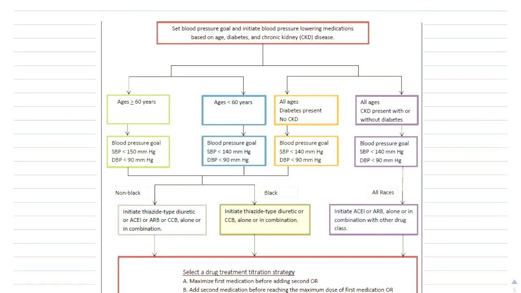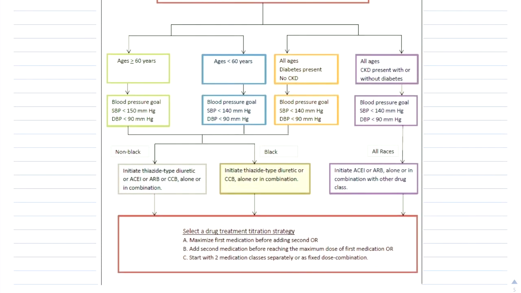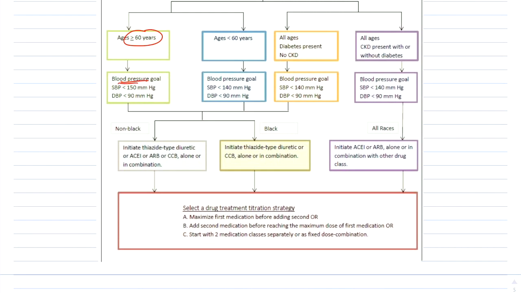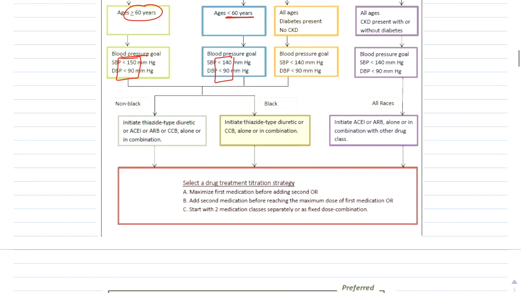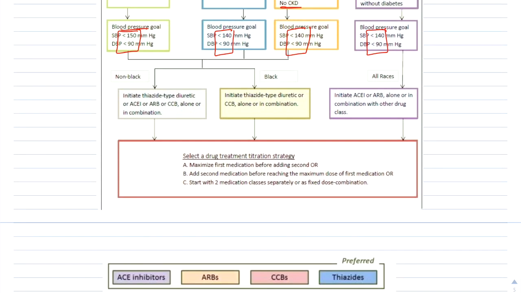So to summarize, the blood pressure goals need to be set according to age, and according to presence of diabetes or CKD, etc. If the patient's age is more than or equal to 60 years, the blood pressure goal is less than 150/90. If the age is less than 60 years, the goal is less than 140/90. In all ages, if diabetes is present but no CKD, the goal is less than 140/90. If CKD is present, the goal is also less than 140/90.